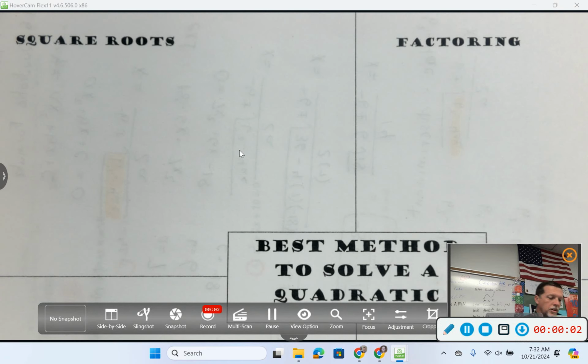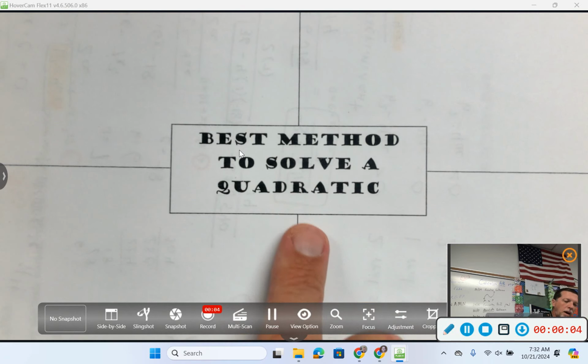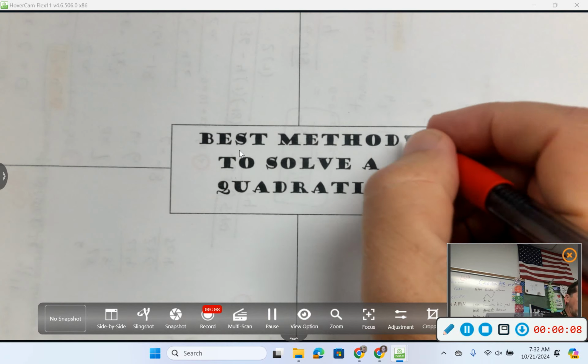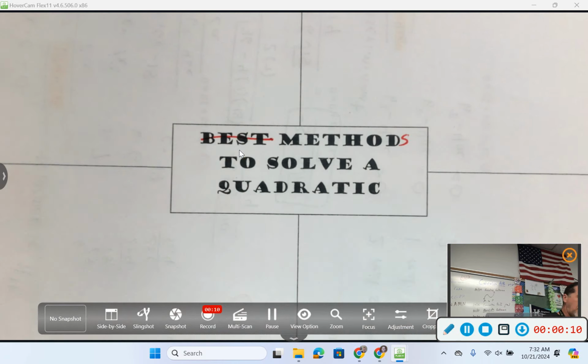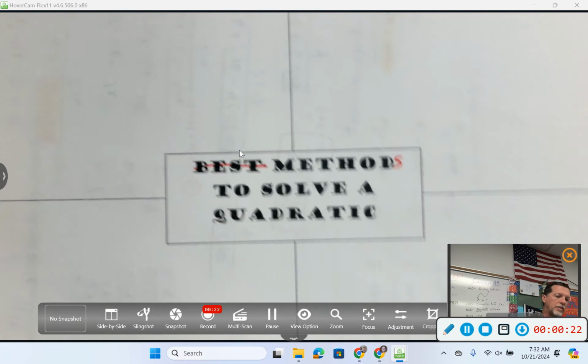Okay, so today we're going to look at the best method to solve a quadratic. In fact, I don't know, it might be better to say methods to solve a quadratic, because the best method kind of depends on the problem. You can't use all the methods all the time, so you have to be careful about when to use which one when we leave it open-ended.